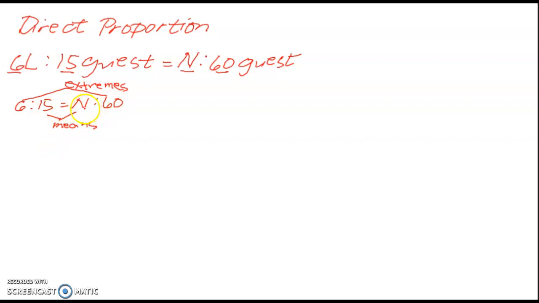The unknown term. So to make it easier for us to visualize, it is easier for us to express it in a fractional form. Like this one: 6 over 15 equals n over 60. And then what we will do is to cross multiply. We multiply 6 times 60, and then 15 times n.